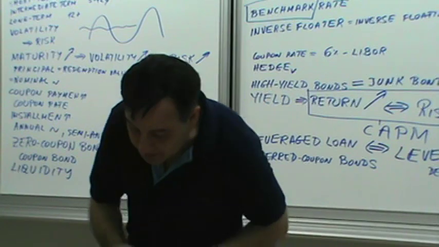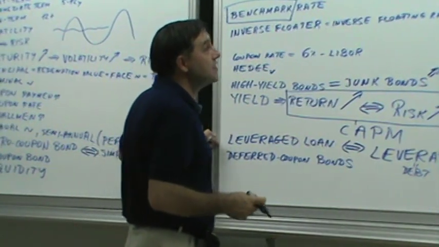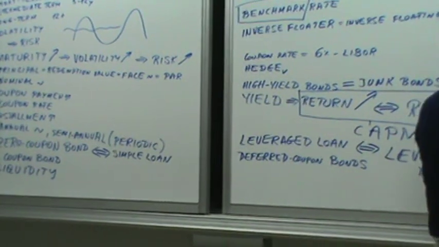All right, so bonds will have what's called, well, let's write here, amortization. So I'm going to move the camera, right? Amortization.